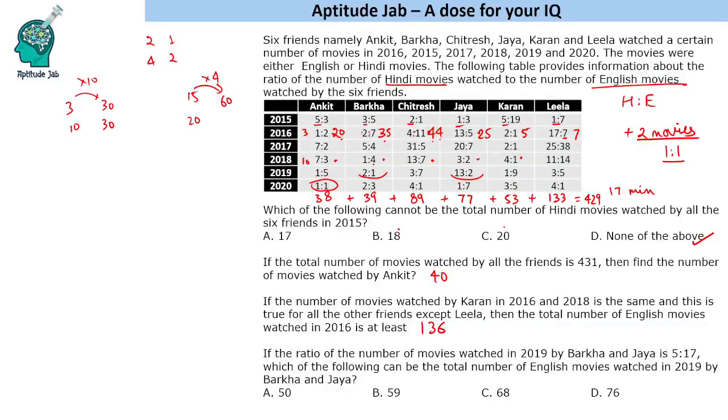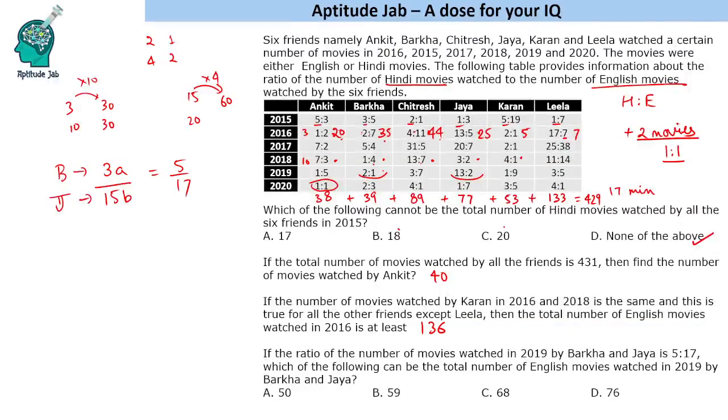Let us say the number of movies watched by Barkha and Jaya is 5:17. So it has to be a multiple of 3, it has to be a multiple of 15. Suppose Barkha watches 3N movies and Jaya watches 15N movies. So we'll take another variable. Let us say 3A and 15B, because these are separate ratios. This is equal to 5/17.